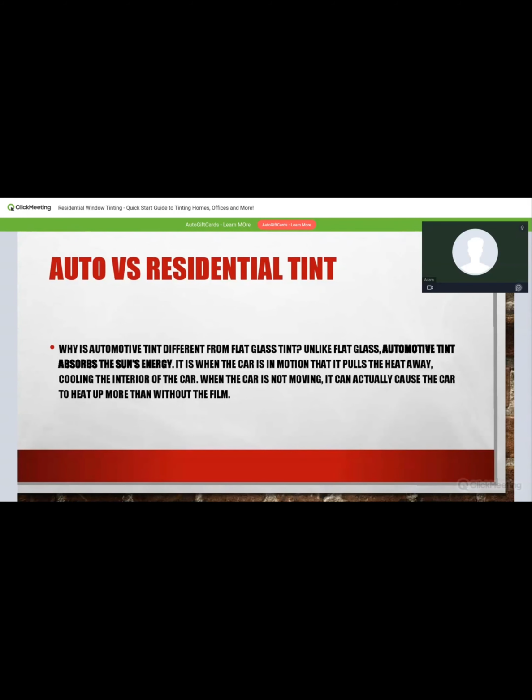You do not want to buy a customer brand new windows after you applied window tint on it. It's going to be a very, very costly mistake. Residential window film could actually be a lot cheaper depending on the kind of material you use.